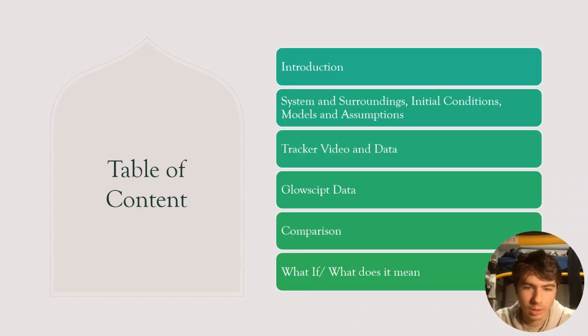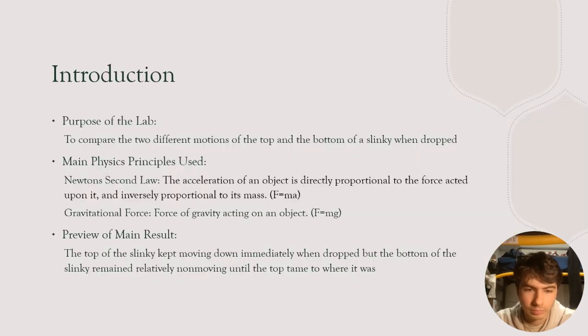So here's a quick table of contents. I'll first go over the introduction, talk about the system, surroundings, initial conditions, models, and assumptions. I'll go over the Tracker video, data, and its results, the GlowScript video and its data and its result, and then talk about what's different between those, and then answer the question: what if, or what does it mean?